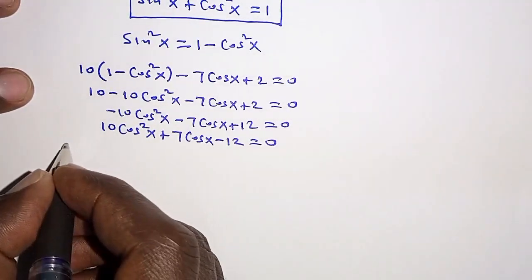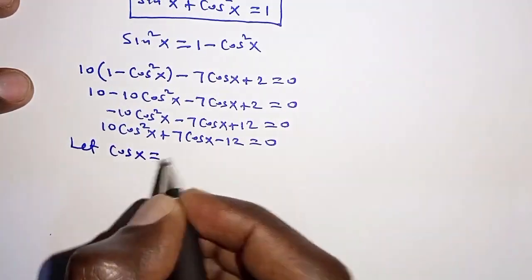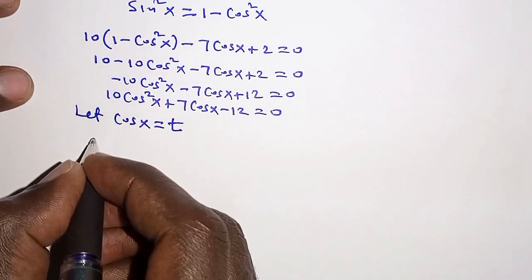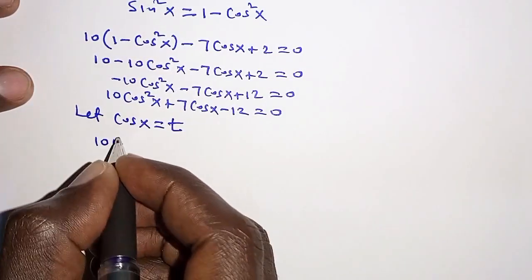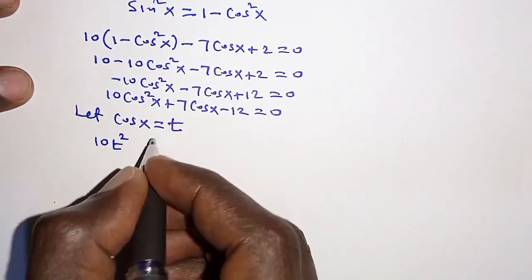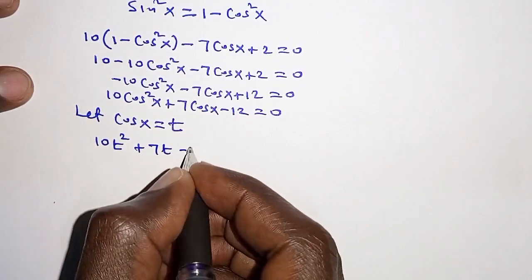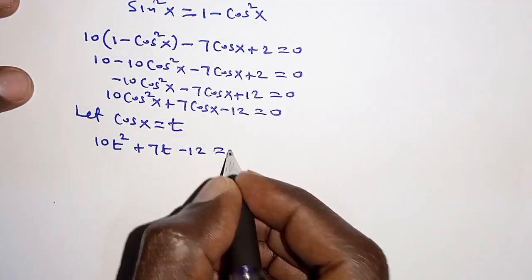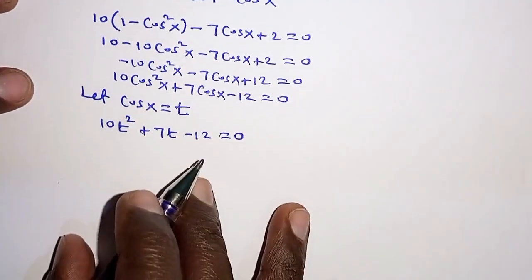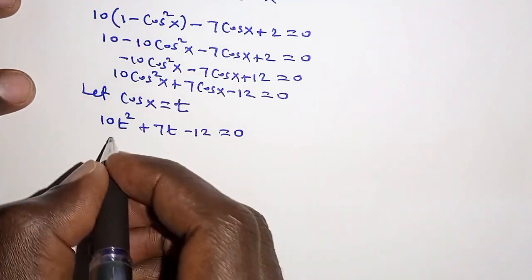Now we are going to let cosine of x be some letter, say t, so that this equation becomes 10t squared. Remember, here we have cosine squared of x, so that is t squared, plus 7t minus 12 is equal to 0. Now the task is to solve for t. Well, I'm going to use the factor method.